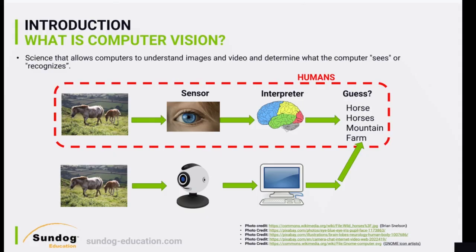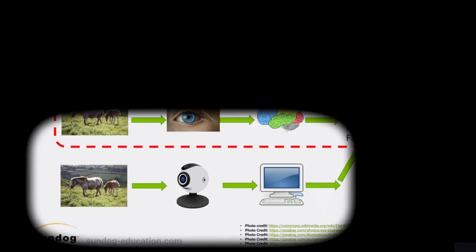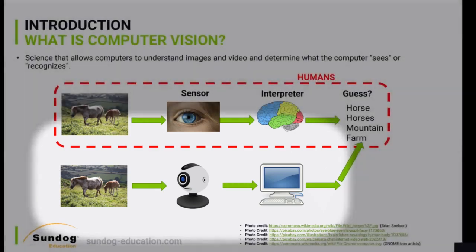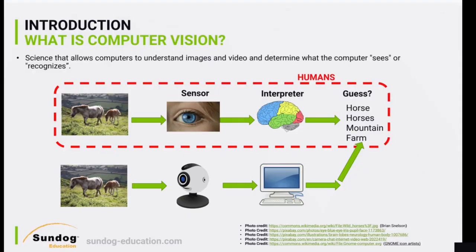How can we do that in computerized form? It's actually the same thing. If we use the exact same image, we're going to use a camera to take just one standstill photo, or a video, or a stream of photos. And within the computer, what we're going to do is develop algorithms to tell us, or classify the images as, again, horses, mountains, farms, and so on and so forth. That's pretty much what we're going to do throughout the entire section.